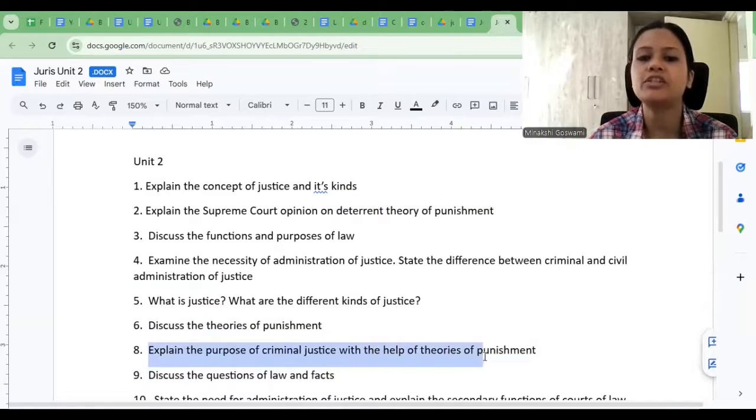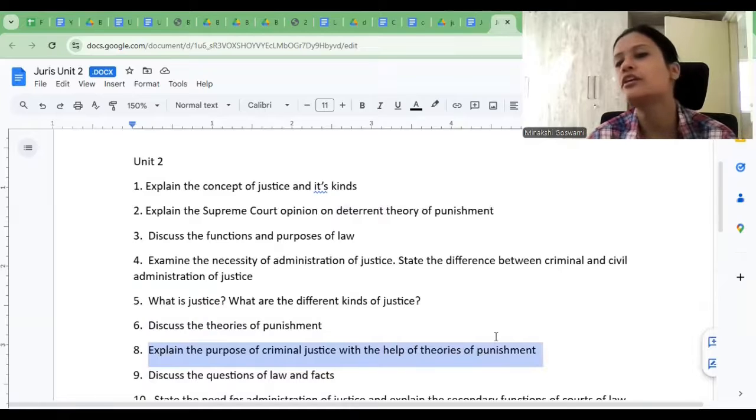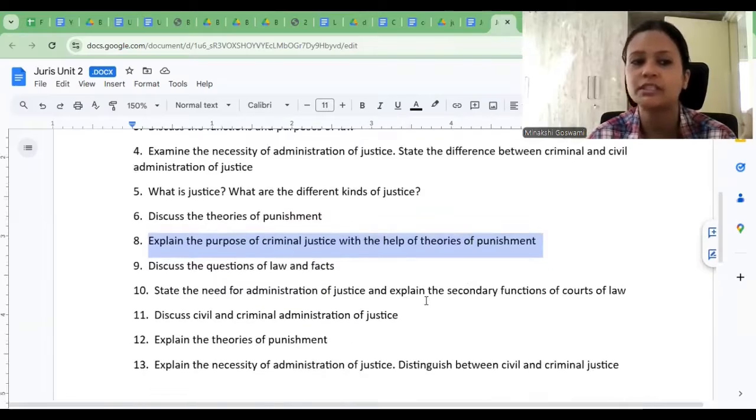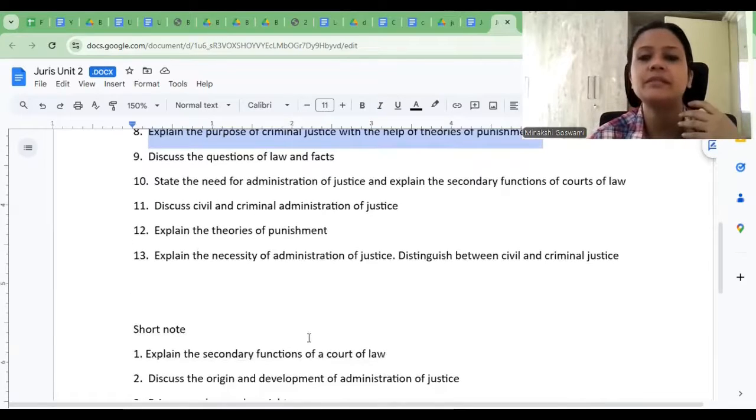Explain the purpose of criminal justice with the help of theories of punishment. So you need to relate both these two concepts and then answer your question. So detailed notes for all these questions, along with that, some more questions are also added. Detailed notes, everything is available.